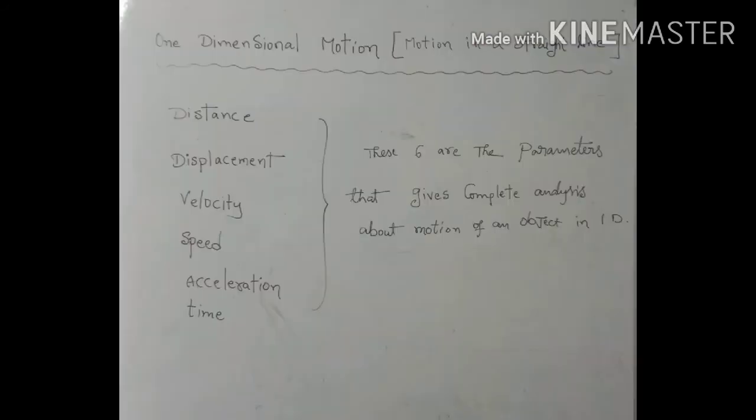So the present chapter, motion in a straight line, comes under purely one-dimensional motion. Here, the following are some parameters which are helpful to us in explaining the motion of an object. The parameters are distance, displacement, velocity, speed, acceleration, and time. Students, we need to learn all these terms, definitions, and their formulas, which are helpful to us in problems. These six parameters give a complete analysis of the motion of an object in one dimension.